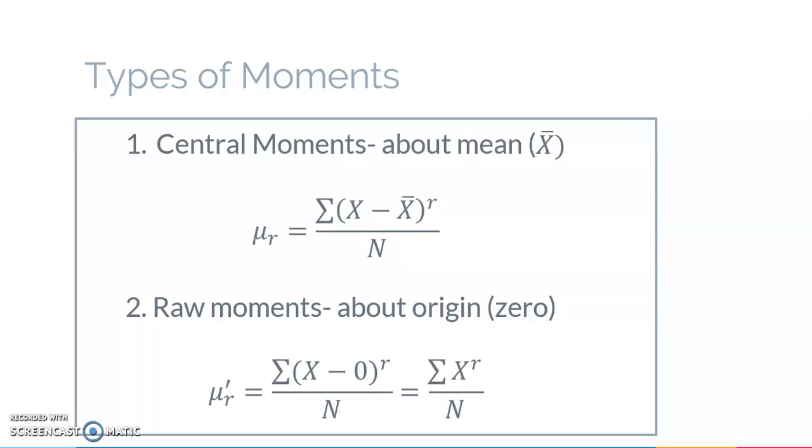Now compare the two formulae. The first difference is that central moment is denoted by mu, while raw moment is denoted by mu dash. Central moment is moment about the mean, so we have subtracted x bar from the given data. Raw moment is moment about the origin, so we have subtracted 0 from the given data.